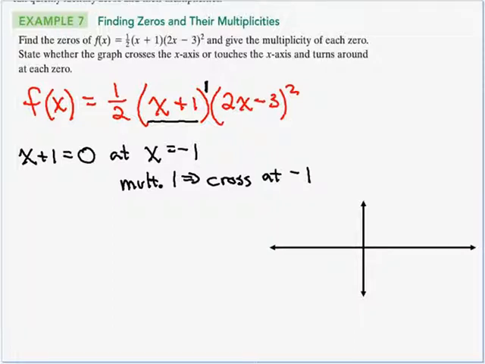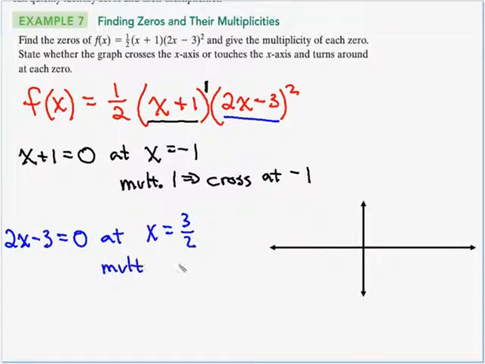Our other factor, let me switch over to blue ink, 2x minus 3. 2x minus 3 equals 0 at, well, we would add 3 to both sides and then divide by 2. X equals 3 halves. At positive 3 halves, we have a multiplicity of 2 because this was a squared term. So that means we're going to touch and turn. We're not going to cross. Touch and turn around.